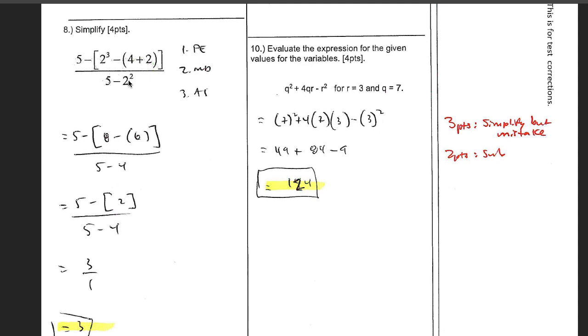Below, you have on the bottom here, I'm not going to subtract first because exponents come first. So 2 squared is 4, and then 5 minus 4 is 1. And then 5 minus 2 gives you 3. The correct answer is 3.